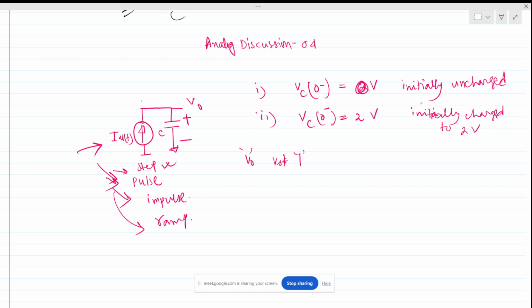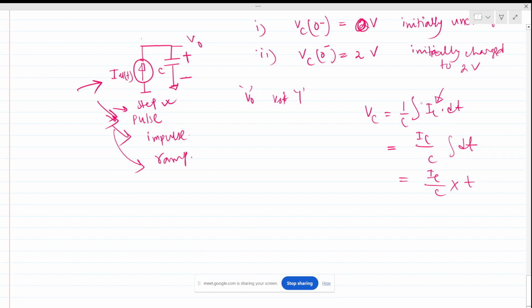We know that the voltage across a capacitor is nothing but 1 over C times the integration of IC dt. We all know that, right? If this IC is constant, like a step, it will be outside of this integration. So this will be nothing but IC by C times T. If we plot the first case, when the input is a step current, the output voltage will be nothing but a ramp, like this.